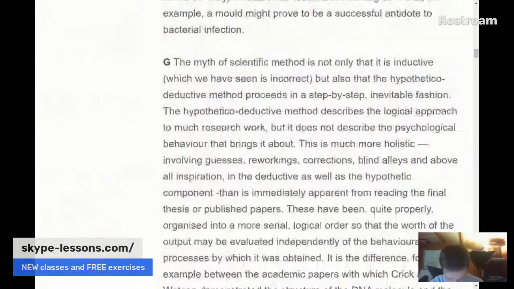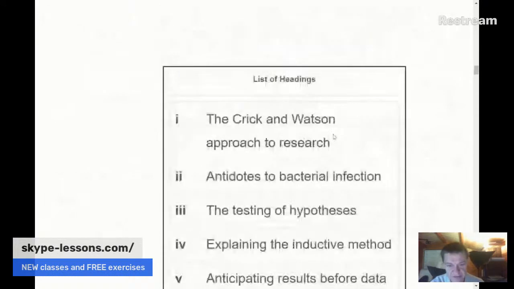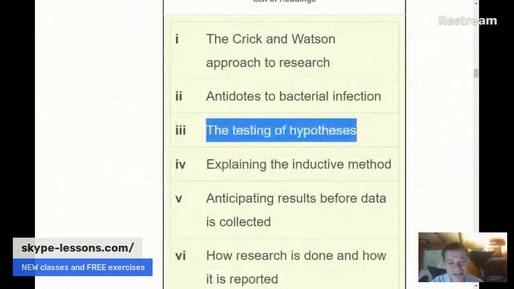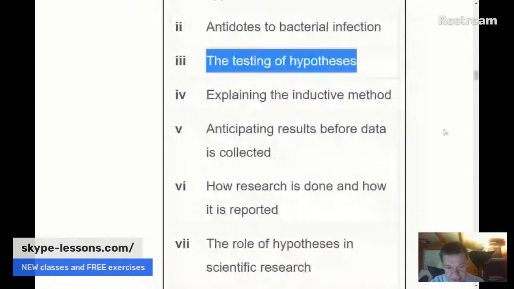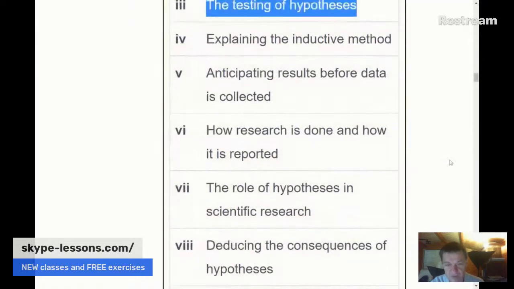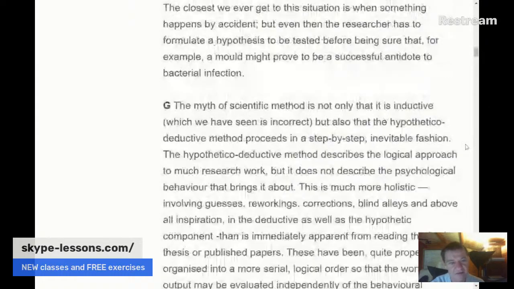Okay, let's come on to E. Now, E, we chose a different one about hypotheses. We chose the testing of hypotheses for E. So we just did the role of the hypothesis. Let's see how E differs.